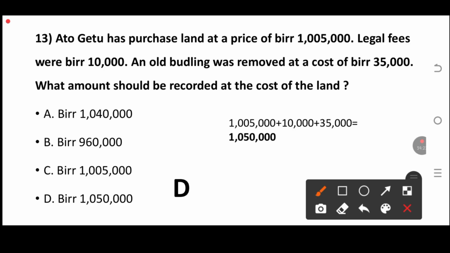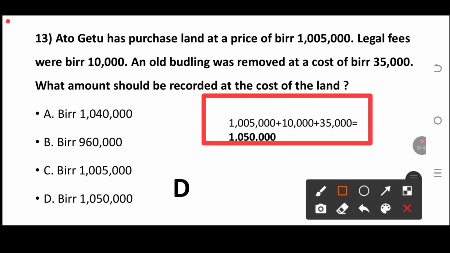What amount should be recorded as the cost of the land? How can we calculate it? Basically it is a summation, because all these are costs for the land. The summation of these costs: 1,005,000 plus 10,000 plus 35,000, which is 1,050,000. This is the summation.